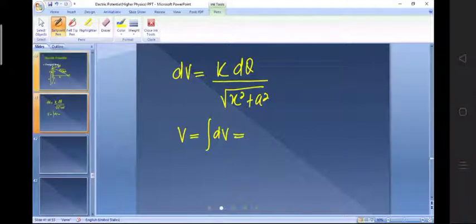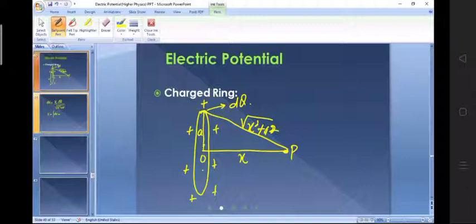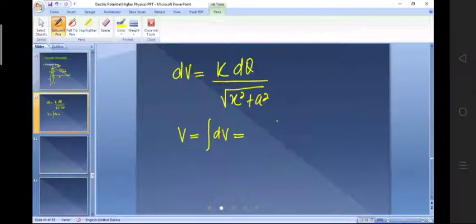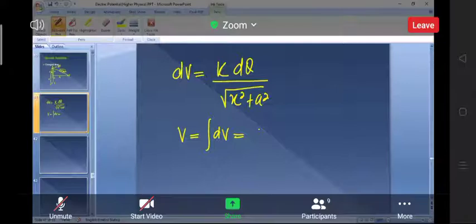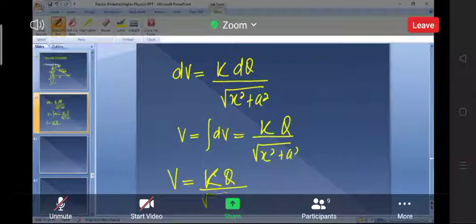Now how many elements are there on the ring? There are infinitely many elements on the ring, and all those elements are equidistant from the point of interest. That means root of x square plus a square is constant for every element, and the integration of dq will be q. So potential will be equal to kq divided by root of x square plus a square.